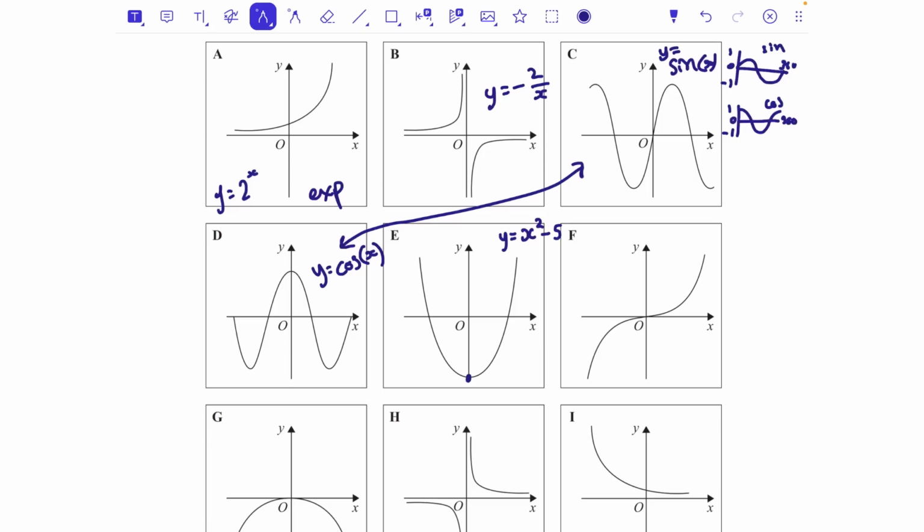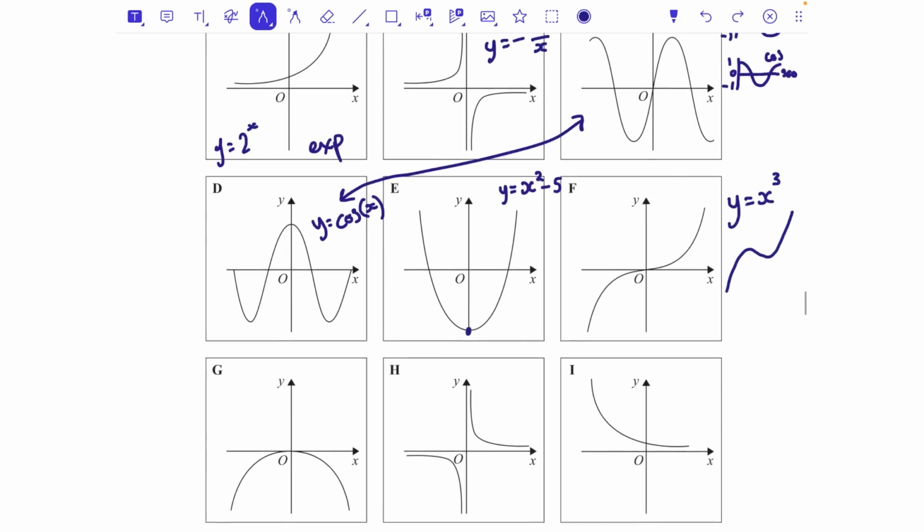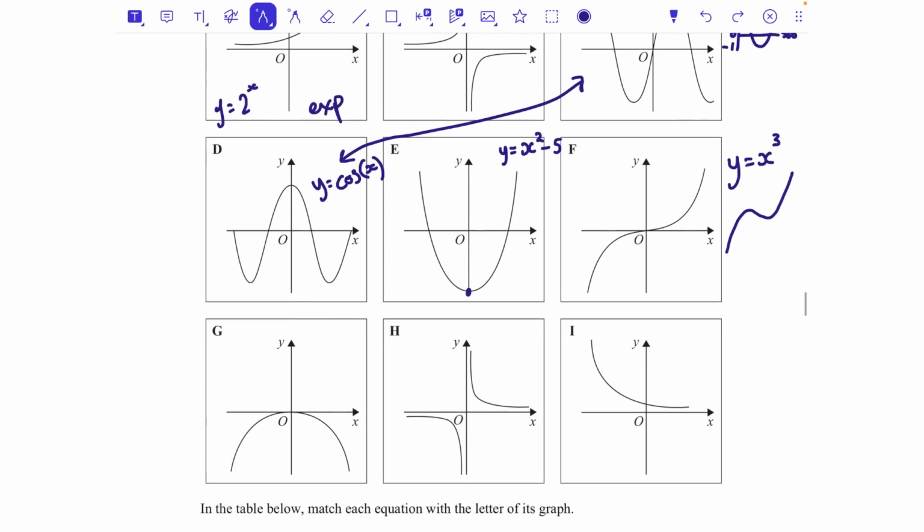For F, we've got a cubic. Now, that's when it wiggles like this, but it's not very wiggly. Normally, this is something like x cubed. It's not going to have add 5 or anything like that, minus 5 like we did for this one, because that would move the y-intercept up or down, and it's going through the origin. We can see that. It might have something like 5x, but it's not going to have a constant term, a number on its own.